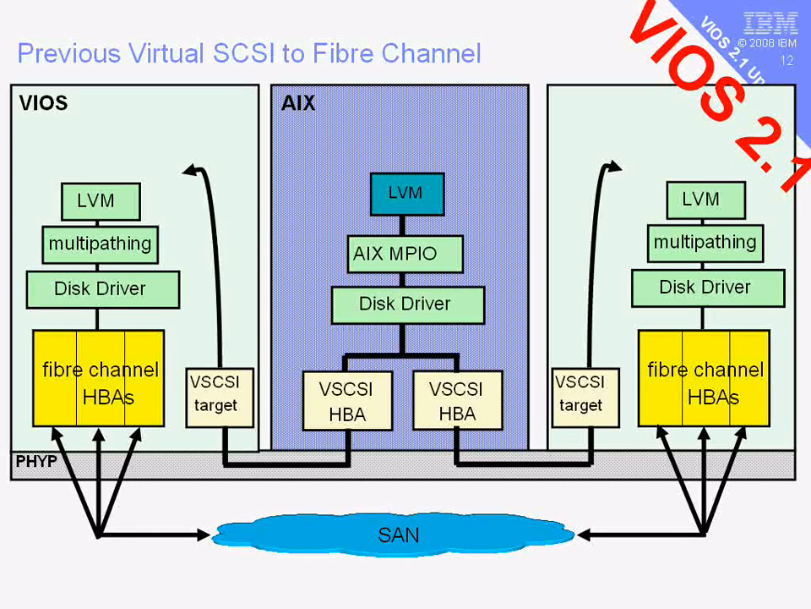Previously, with our virtual SCSI, it looked like this. In this case we have the dual VIO servers. The AIX client in the middle here is using AIX MPIO to share the load between the two virtual SCSI adapters. When it arrives in the VirtualIO server, it goes through multiple levels, into the logical volume manager, perhaps into multipathing, so that we can use more than one adapter in the VIOS server to write the data out into the SAN.